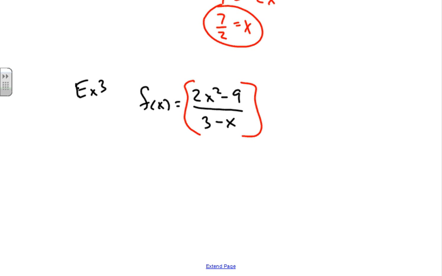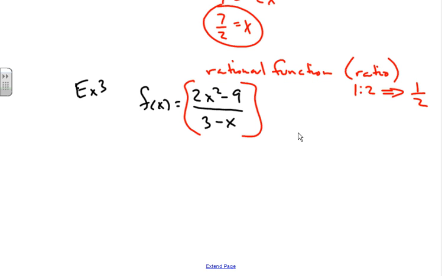This is a rational function. A rational function refers to a ratio. If you don't know what a ratio is, it's like 1 to 2, or it can be written as a fraction of 1 over 2. It's a fraction. What I always tell my students is that when I'm finding zeros of this, I think of fractions.